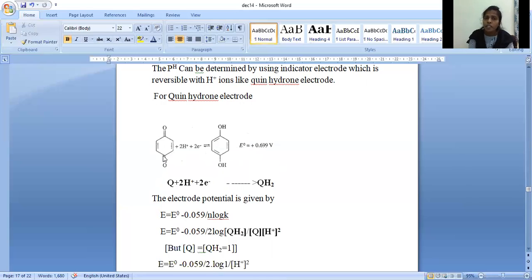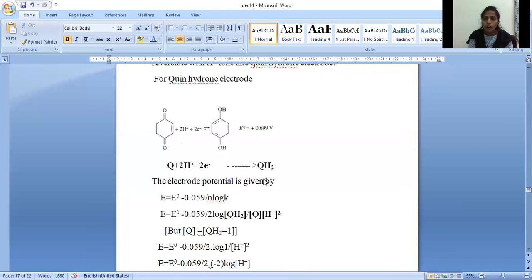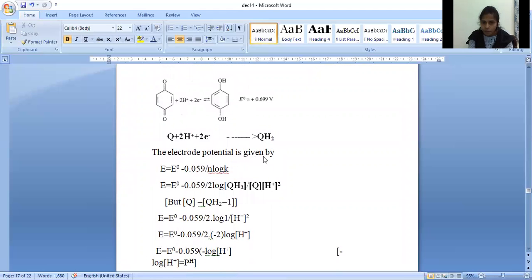We have represented quinone as Q and hydroquinone as QH2. So we can write Q plus 2H plus plus 2 electrons, reversible, QH2. Now the electrode potential is given by E equals E naught minus 0.059 by n log K. From where did you get this? You got this from the Nernst equation: E equals E naught minus 0.059 by n log K.